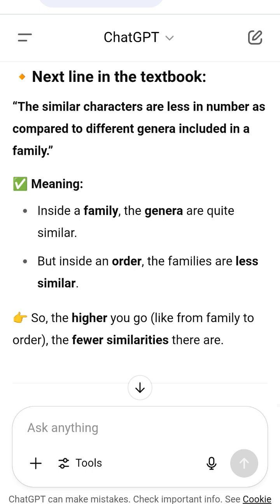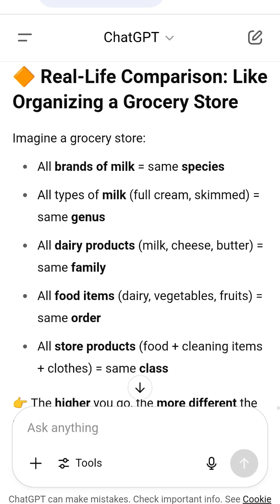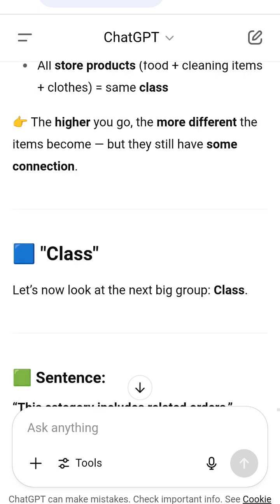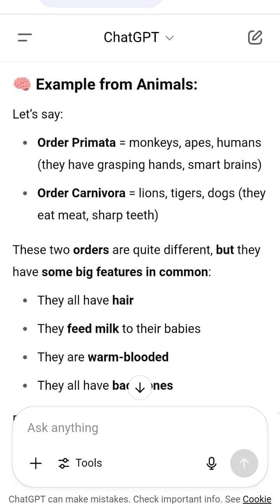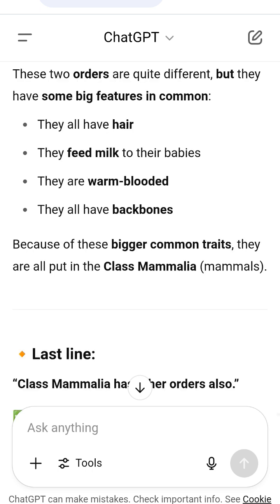Ultra simple. Let's arrange some animals using these levels. Level, example group, who's inside it? Species: Panthera leo, lion. Genus: Panthera, lion, tiger, leopard. Family: Felidae, big cats and small cats. Order: Carnivora, cats, dogs. Class: Mammalia, carnivores plus monkeys, humans, whales.